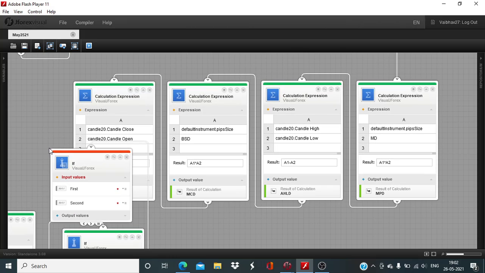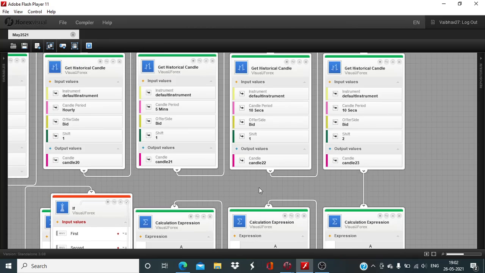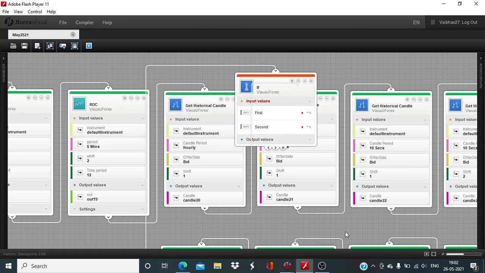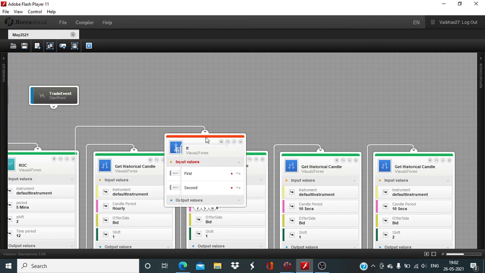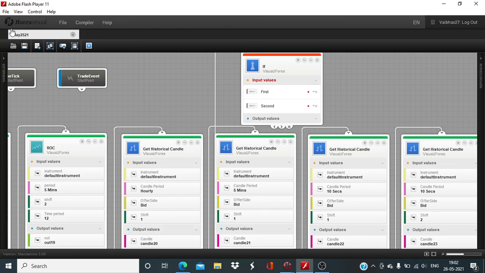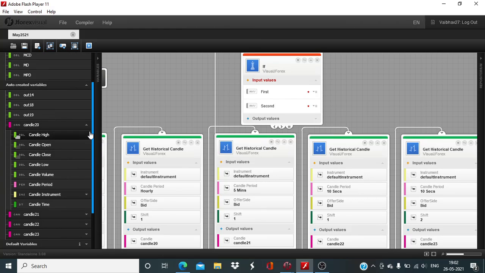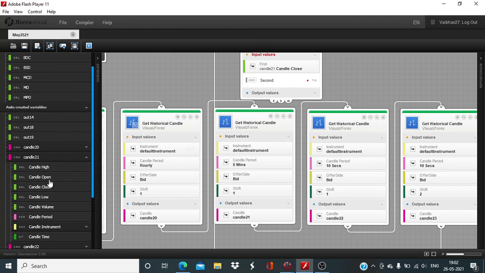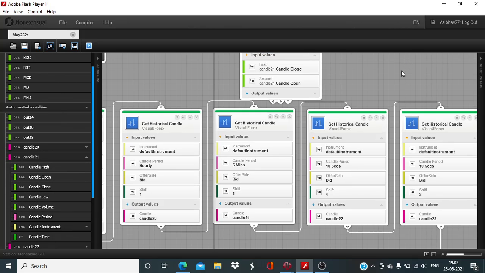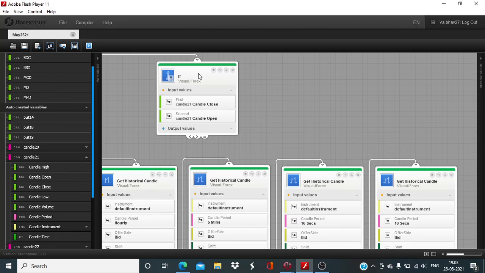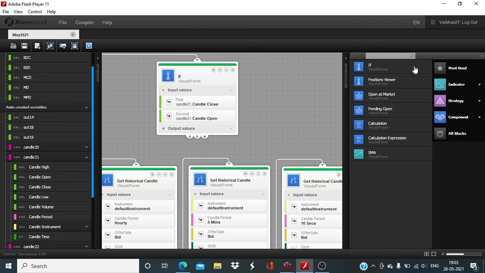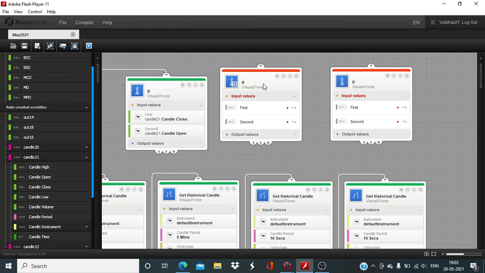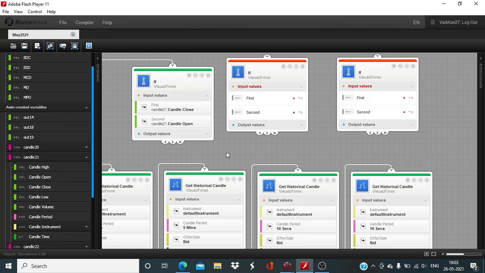We also want the last 5 minute candle to have closed higher, and for that we will need to compare candle 21 close and open price. First input needs to be greater than second input. And once we have defined this, all that is left is to place the trade.